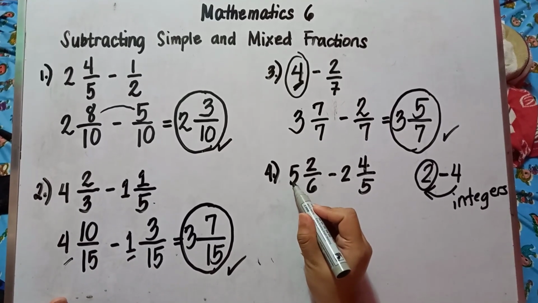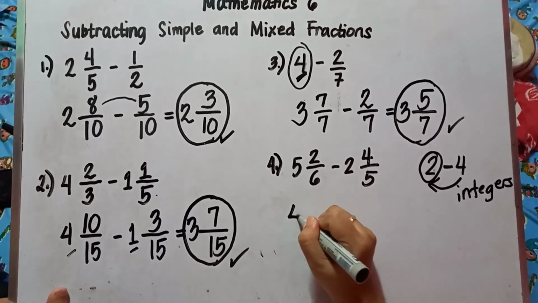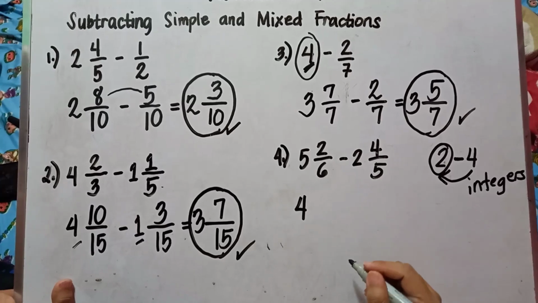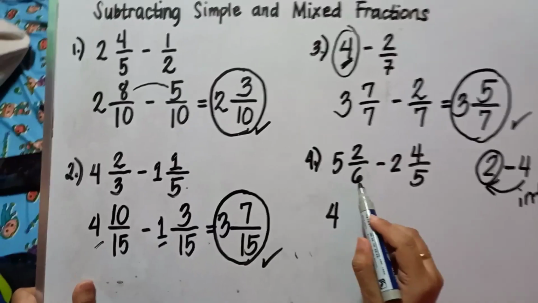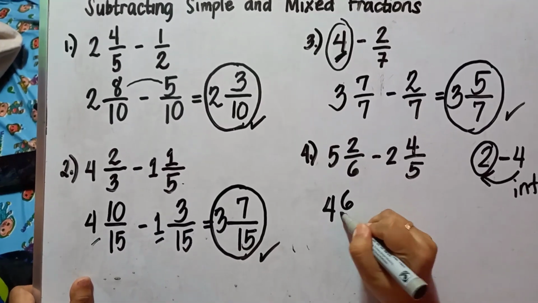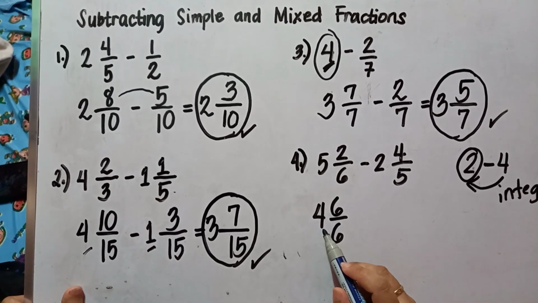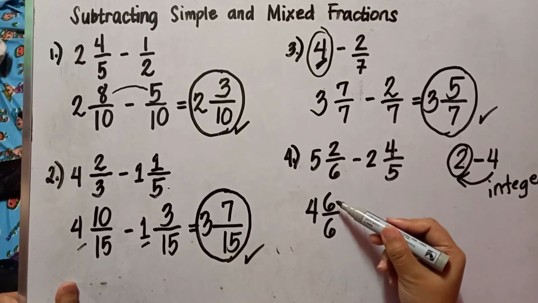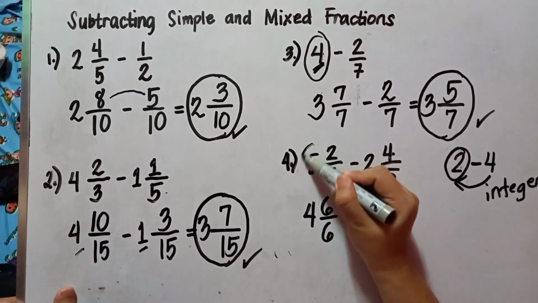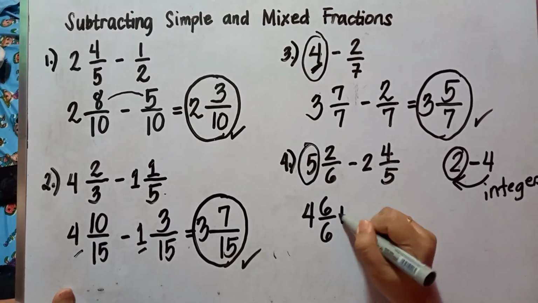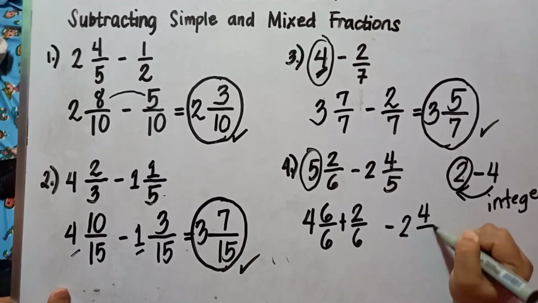Okay. So, first, we need to borrow 1 from the whole number of the first fraction. So 5 minus 1, 5 will become 4. After that, we're going to look at the denominator of the given fraction, which is 6. So we're going to make another fraction. So 6 over 6. Like what I've said earlier, fraction with the same numerator and denominator is equal to 1. Therefore, 4 plus 1 is equal to 5. So ito yon, yung whole number. Then, we're going to add 2 over 6 and then minus 2 and 4 over 5.